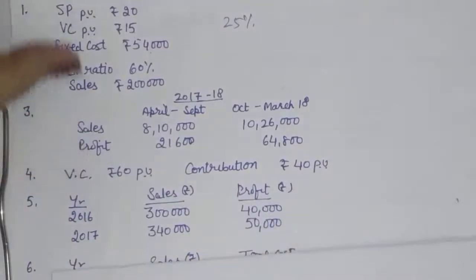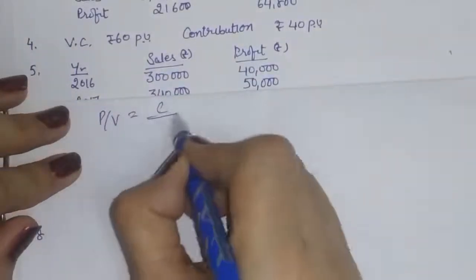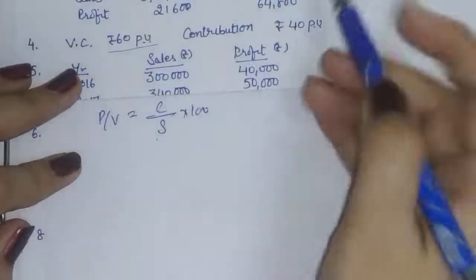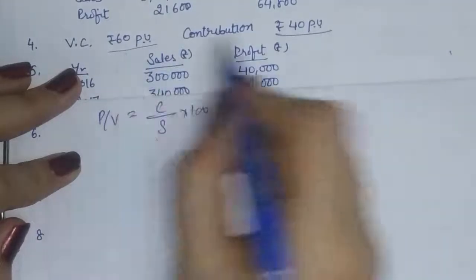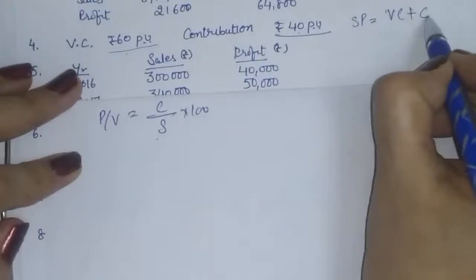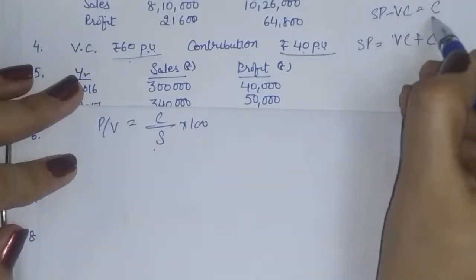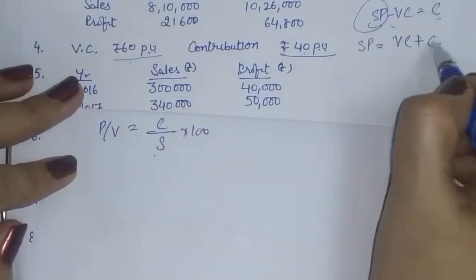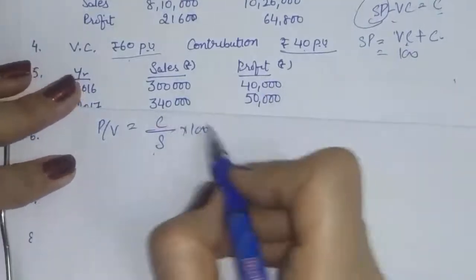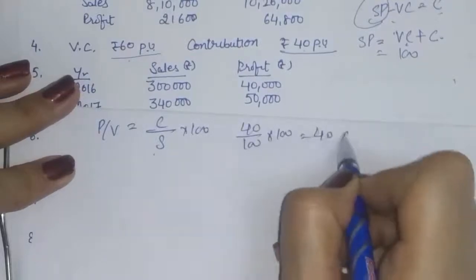Now in order to determine PV ratio here, PV ratio is the ratio of contribution to sales. Now can we determine sales here? Since variable cost is 60, contribution is 40, right? It means selling price is going to be variable cost plus contribution, isn't it? Because we know that selling price minus variable cost is contribution. So selling price is going to be contribution plus variable cost. So selling price in this case will be 100, isn't it? So PV ratio will be contribution upon selling price into 100, that is 40%.